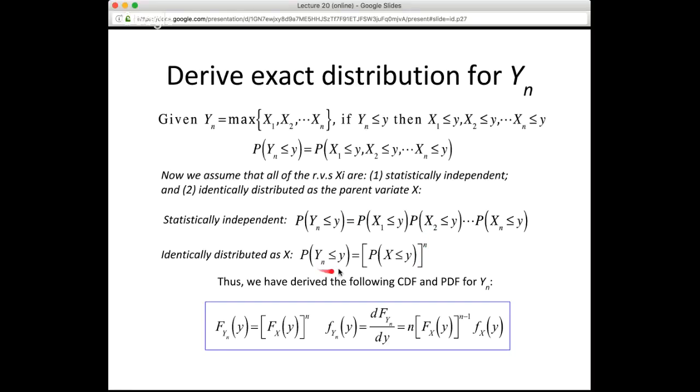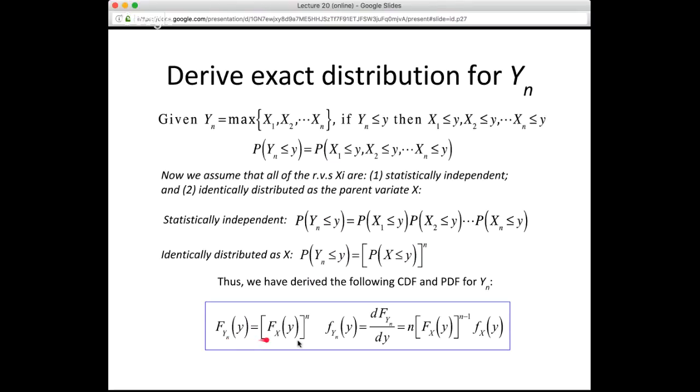And if you think about it, the probability that yn is less than or equal to y, that, my friends, is just the CDF for yn evaluated at y, right? And so this is our derived CDF: the CDF for yn evaluated at y is just going to be the CDF for the parent population, Fx, evaluated at y, and then raised to the n. So that is our derived distribution for the random variable for the maximum value in a sample of the population of size n.